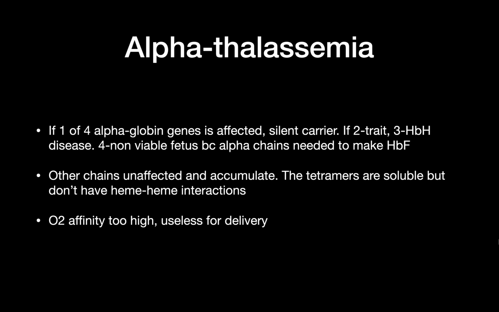So if the other chains are unaffected, they will accumulate. And the tetramers are soluble, but they don't have the heme-heme interaction, so there's no cooperative binding. So in alpha-thalassemia, the synthesis of unaffected gamma and then beta globulin chains continues, and it results in an accumulation of gamma tetramers in the newborn, or beta tetramers. And these tetramers are soluble, but the subunits don't have any heme-heme interactions, so no cooperativity. Which means that it makes it useless to us because there is not going to be any oxygen delivery to the tissues. The oxygen affinity is too high.